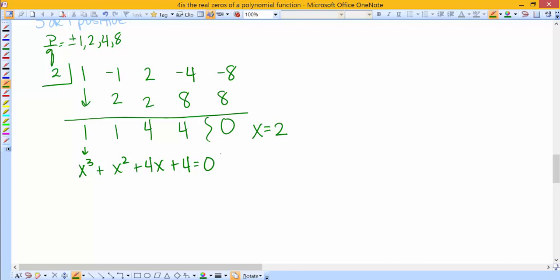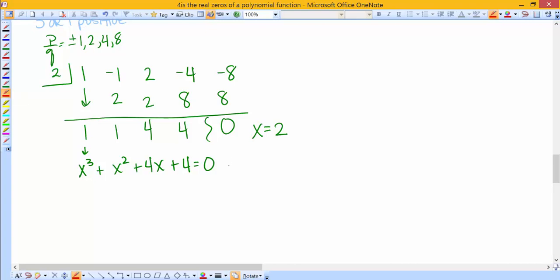So from here, you are welcome to continue to try with synthetic division and go until you get 0 again. Maybe you try 4 and you try 8. And maybe you got to try some negatives if 4 and 8 don't work. I'm going to show you a different kind of factoring here that is actually a lot easier to do.